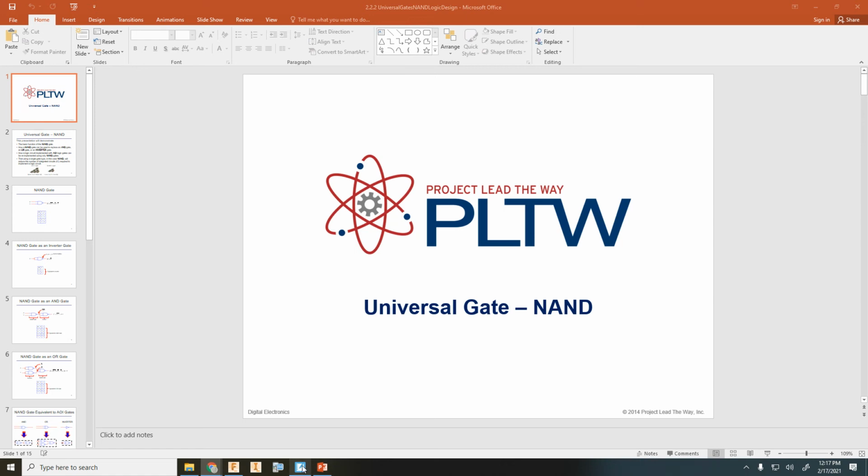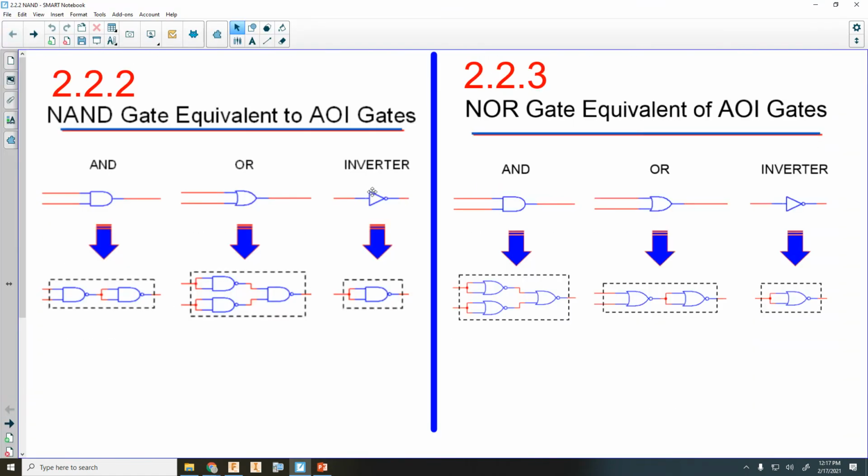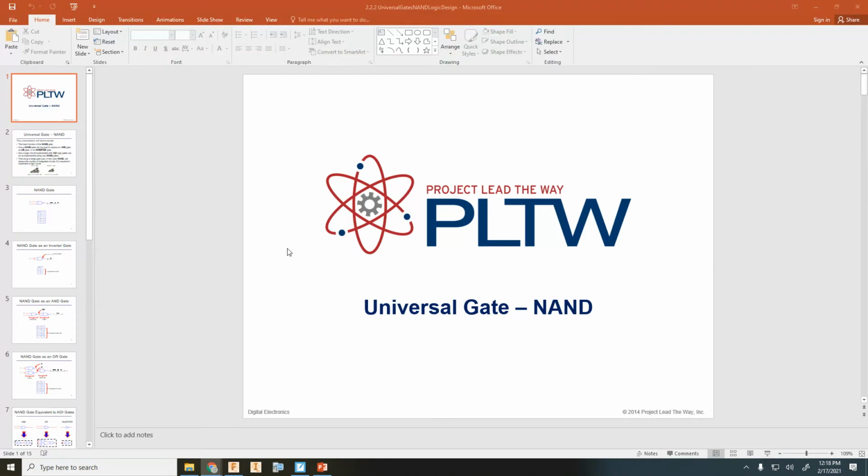So yesterday, I asked you to take notes on this slide here. Did you take notes on this? Ryan says yes. If you did not, make sure you get logged on and copy this down. There is a PDF with just this document. This is the NAND or NOR to AOI conversion. NAND is done in 2.2.2. The NOR is handled in the next section, 2.2.3. Okay? So let's first look at this with the PowerPoint.